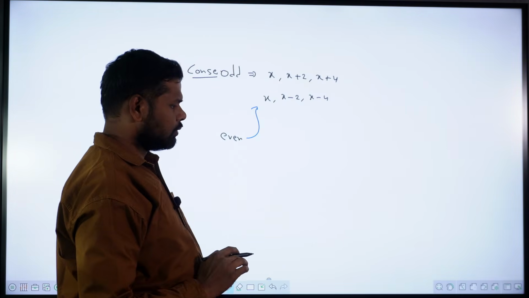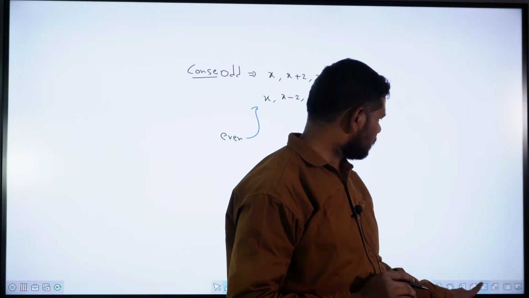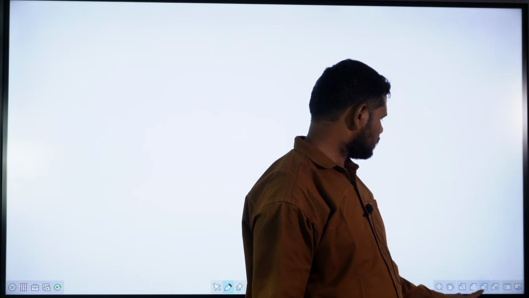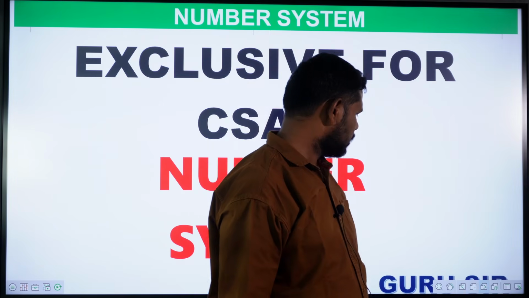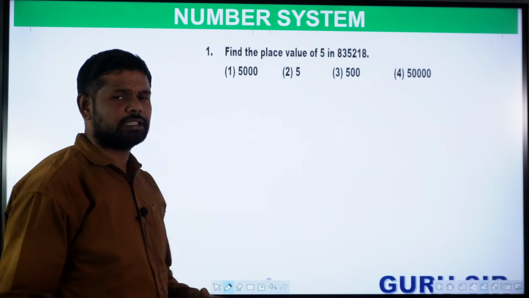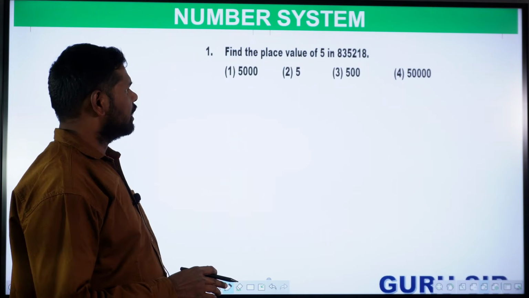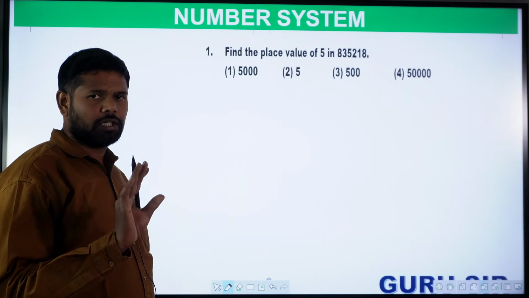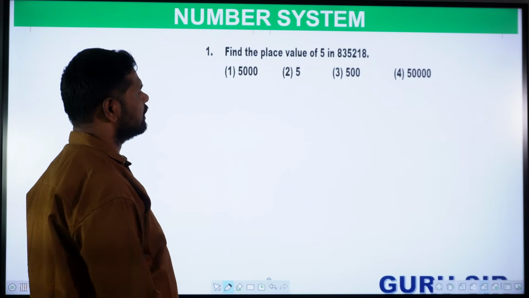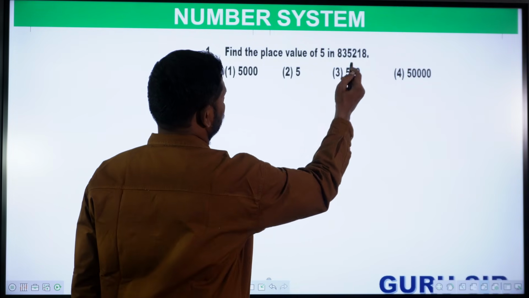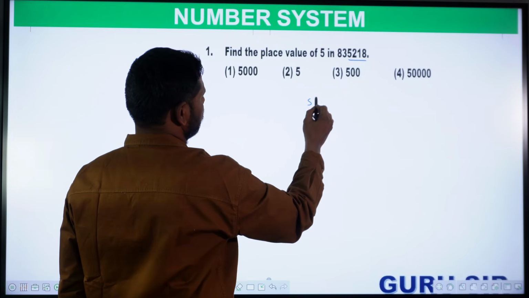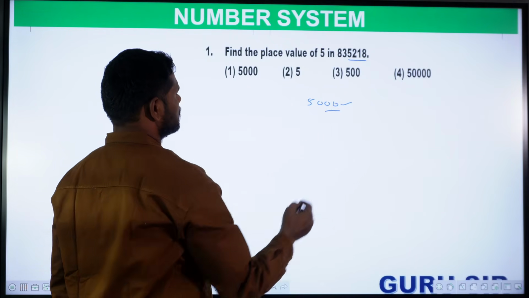Now we solve some problems, whatever we discussed up to now, exclusively for CSAT. We already discussed all topics related to digits and numbers. Find the place value of 5 in 835218. Place value of 5 means 5 after 3 digits, that is 5 followed by 3 zeros. 5000 is the answer.